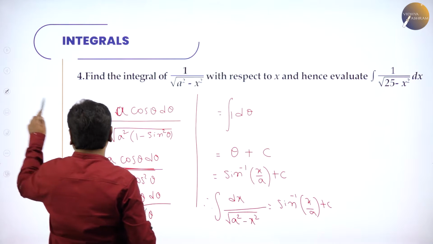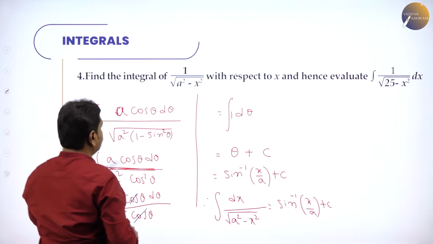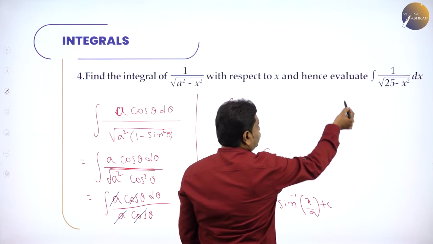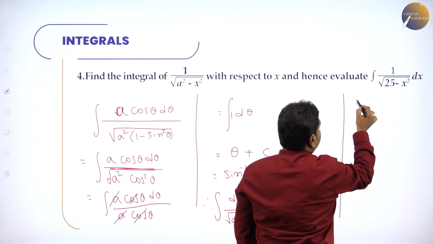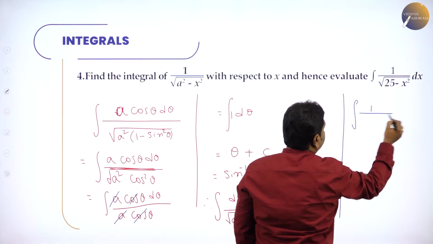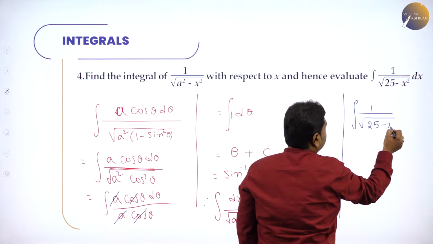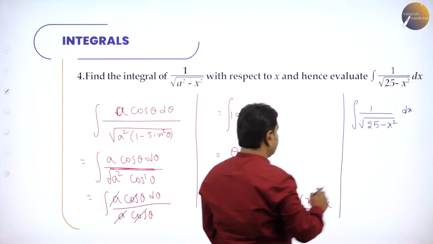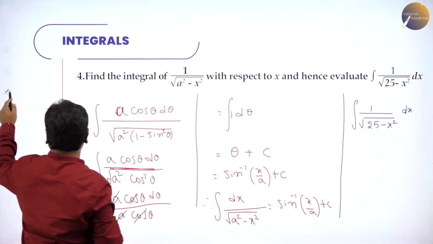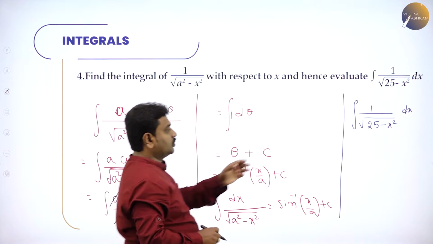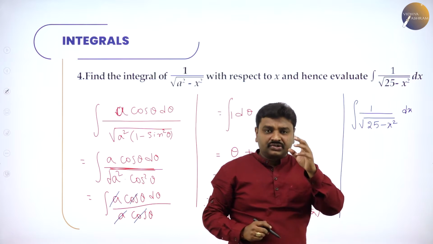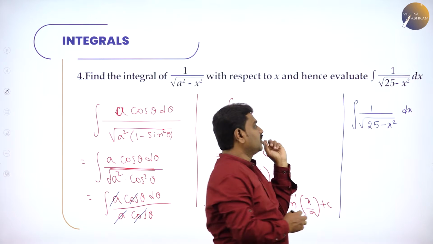So now we can apply the same to solve the problem. They want you to hence evaluate. So what is the next part of the question? They want you to find the integration of 1 divided by root of 25 minus x square dx. So it is in the form of root of a square minus x square. You can use the formula. Hence evaluate means use the formula and evaluate.